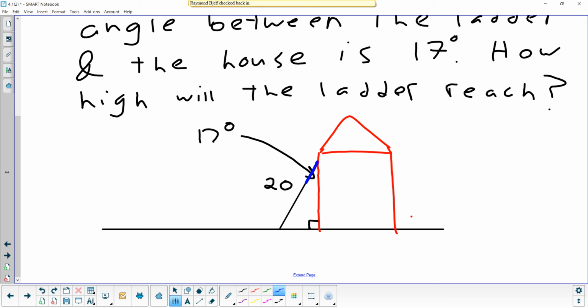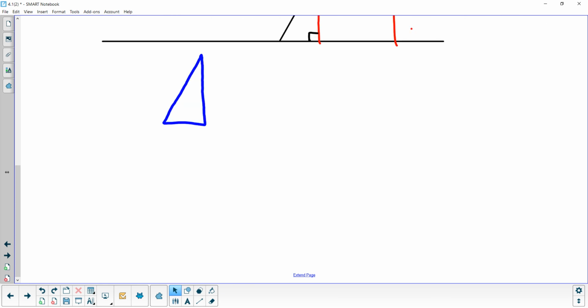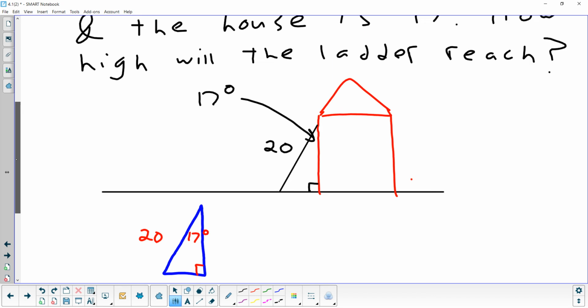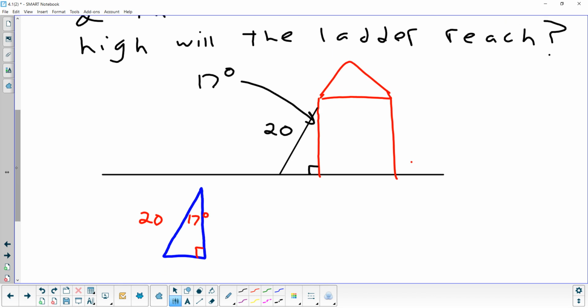So let's draw this triangle. Right there, that's the triangle. So now I'm just taking that out of the word problem and making it its own thing. This is 20. That's 17. That's 90. And what do I really want to solve for in that triangle, to be able to answer the question? Yep, the side on the right. I want to know this, from here to here. Call that A. How high will the ladder reach?